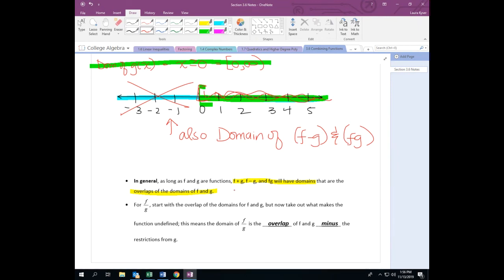With division, there's a little bit of extra that we have to worry about. Because again, in division, we can run into the situation where our denominator is 0, and that's not allowed to happen. So you want to start with the overlap that we just found, always. For divided by, start with the overlap. But now we have to remove what makes the function undefined. And what makes the function undefined is where the denominator equals 0. So we have to be concerned with where the bottom one equals 0, because that also has to be removed.